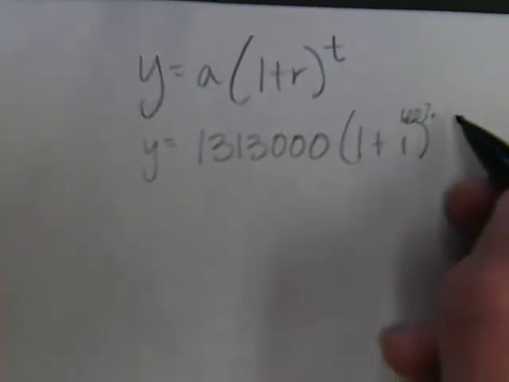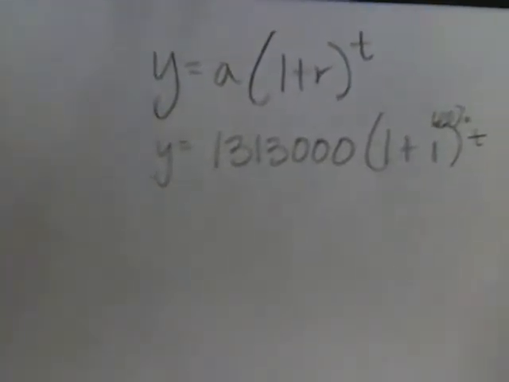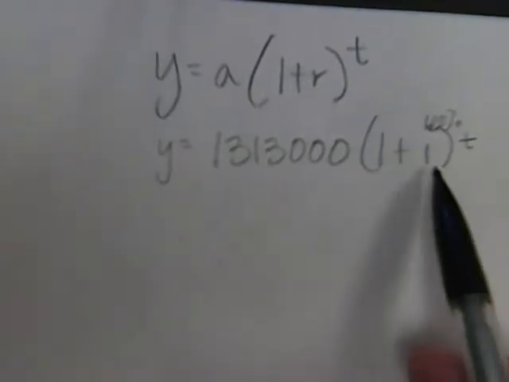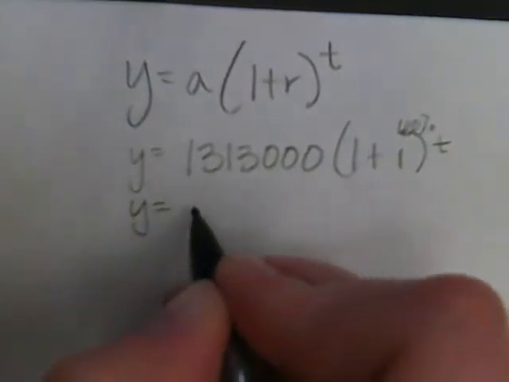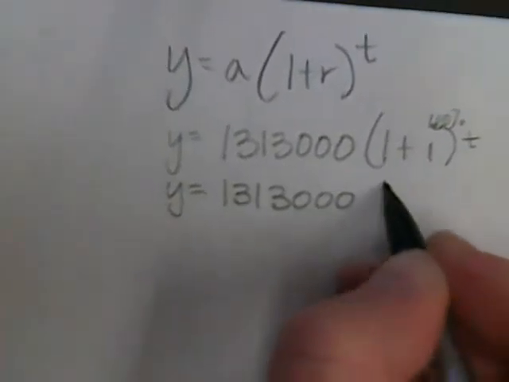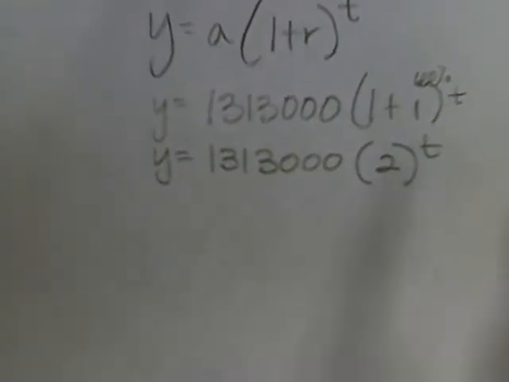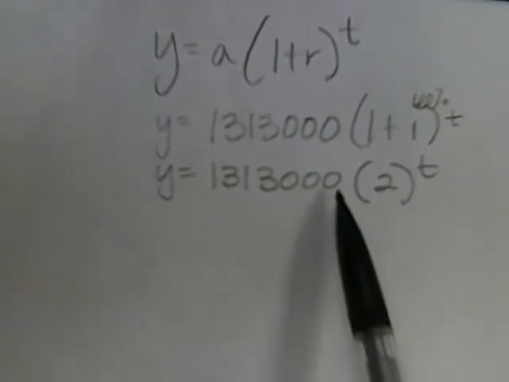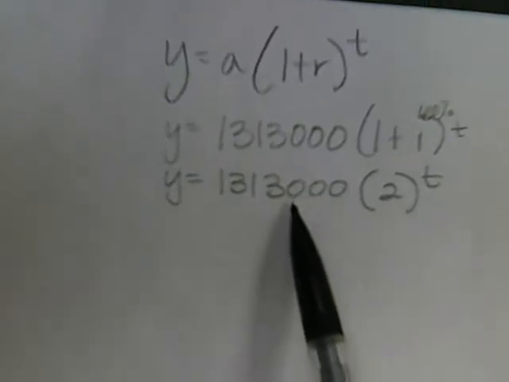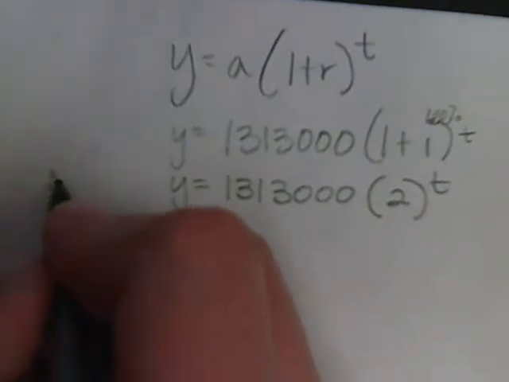And in our notes, it says we don't want to fill in for t when it asks us for a model. So even though they've given us some years, we just continue to use it as t. The only thing we can clean up here is this 1 plus 1. So we have y equals 1,313,000 times 2 to the t power. Now, the reason why we can't go any further is because we talked about with power rules that unless they have the same exponent or the same base, you can't take it any further. So this is my model.